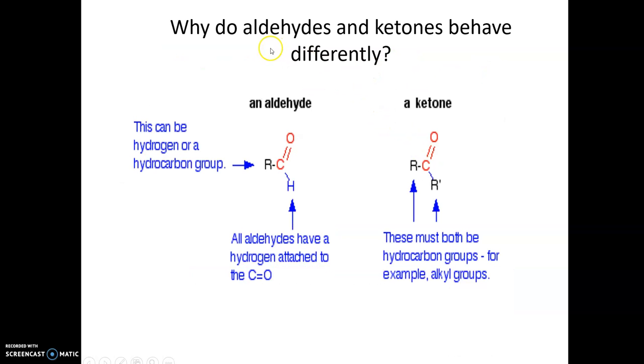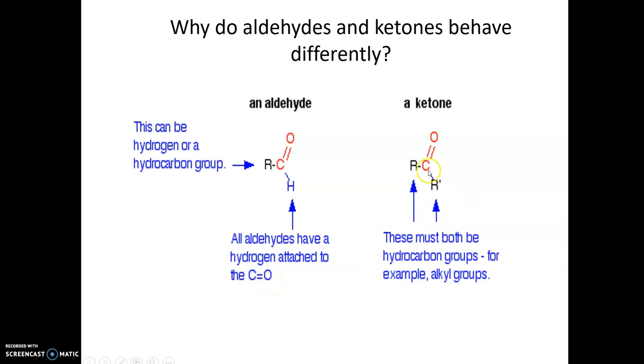So basically the first question that arises is why do aldehydes and ketones behave differently? We know the aldehyde has a functional group, a carbonyl group, where a carbon is double bonded with an oxygen, and the other two valencies are satisfied with one hydrogen atom and another with an alkyl group. So a carbonyl group in an aldehyde is associated with a hydrogen atom.